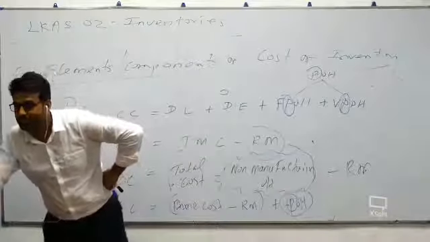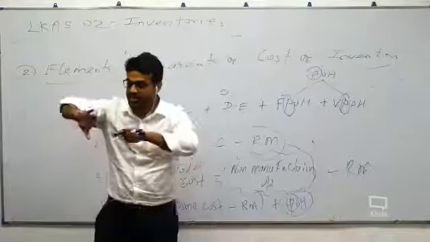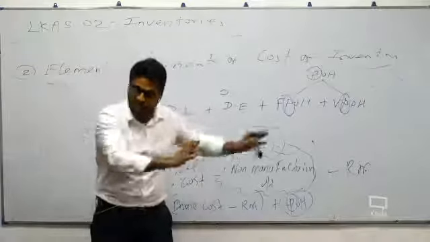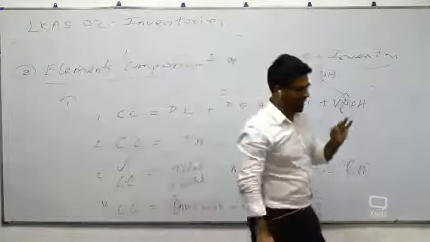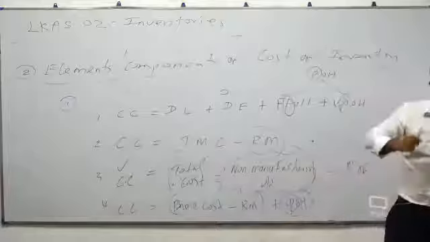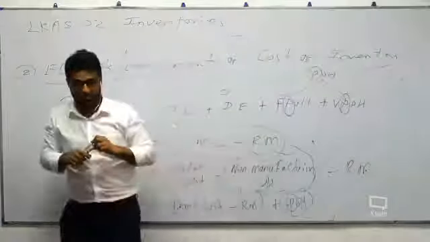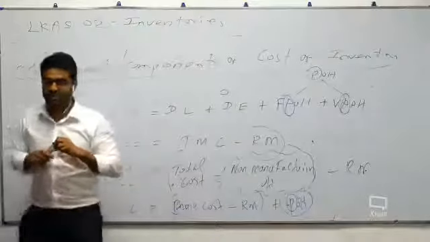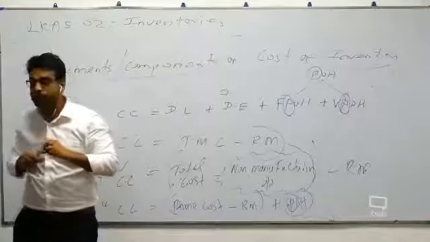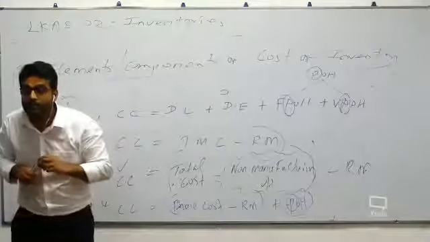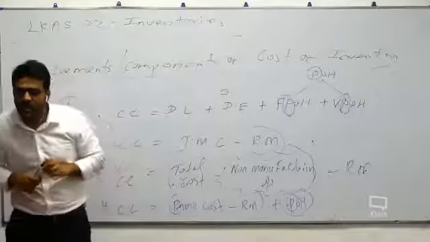Louder. Work in progress, wrong, because work in progress is a different variety. Finished goods is a different variety. We are talking about finished goods. Anyone here? Any good students? Students who think they are smart? What do you mean by other cost? What are the other costs here? I didn't understand. What is it?